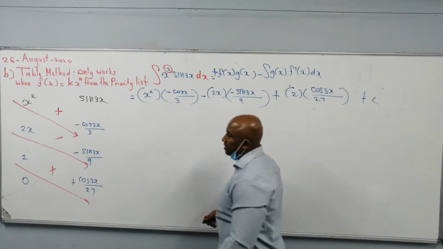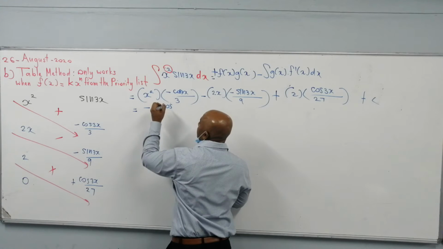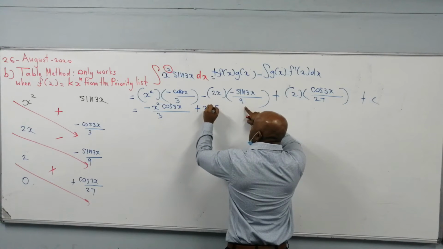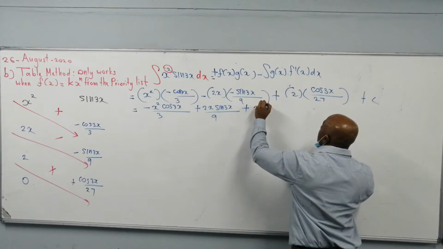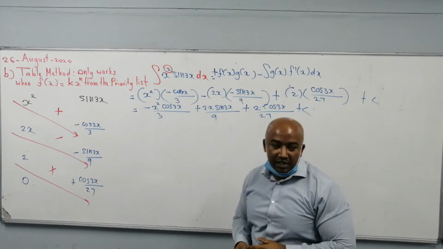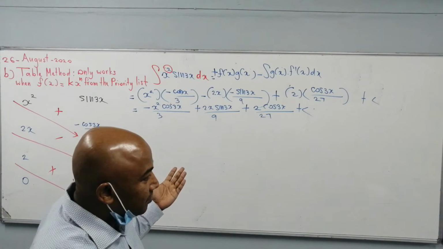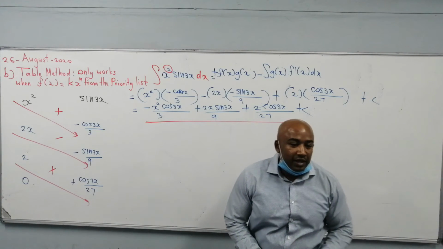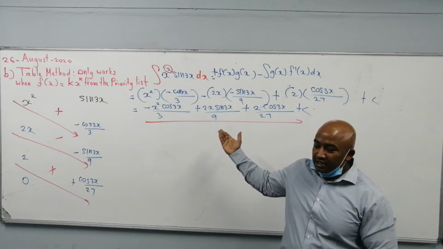Let's just simplify this fraction. So this is going to be minus x squared cos of 3x all over 3 here plus 2x sine 3x over 9 and then plus 2 cos 3x all over 27 plus c. Is that the same answer that we got last time? Yes, it is. You can check. You must get the same answer. So this is the table method. It works only if you get an example where f of x is number 3.